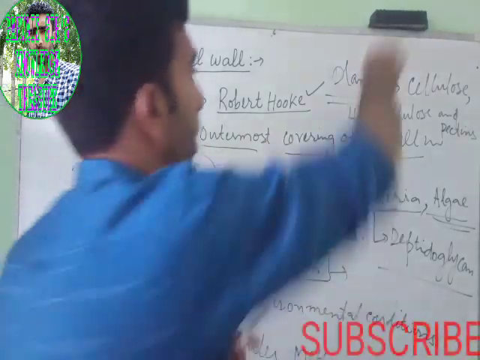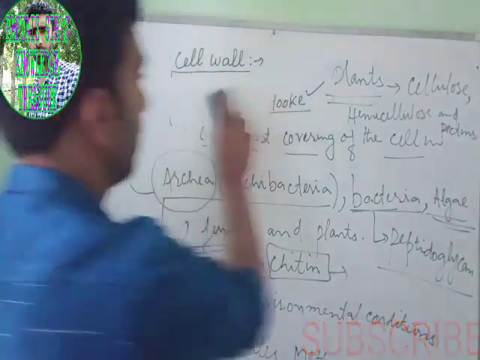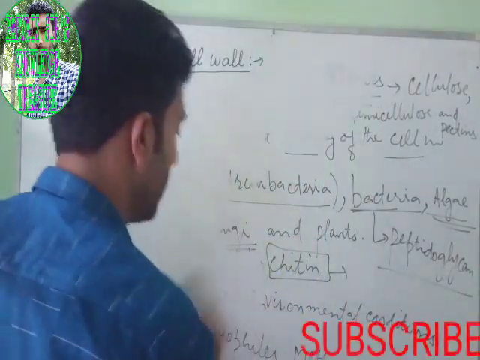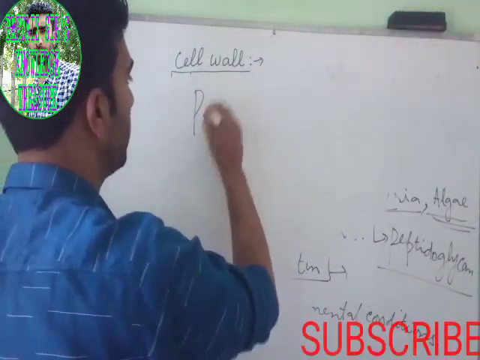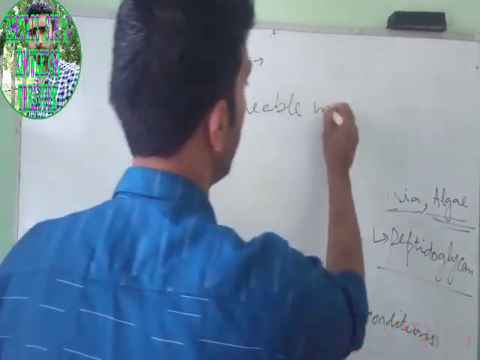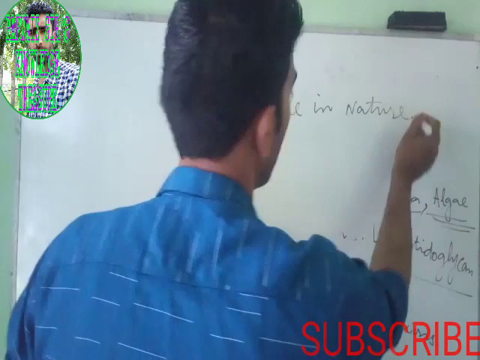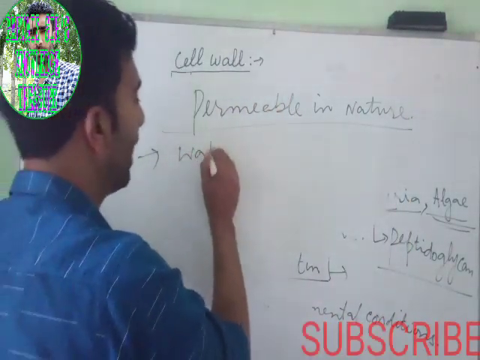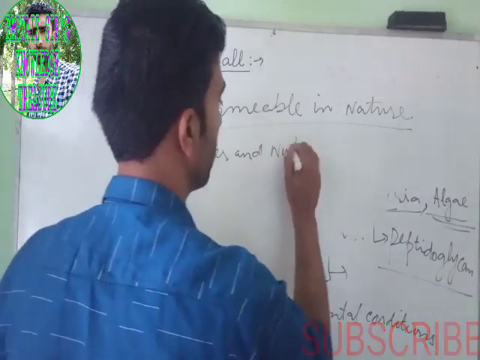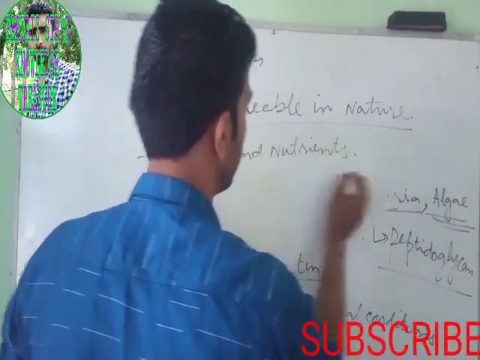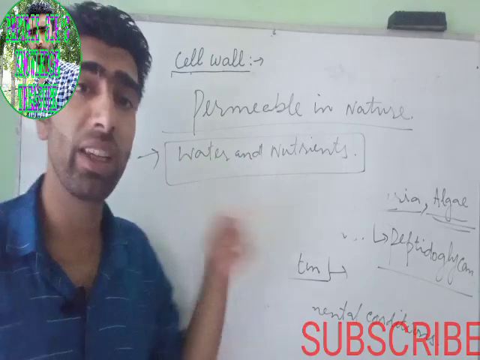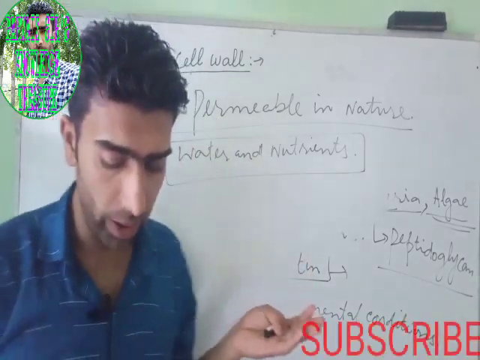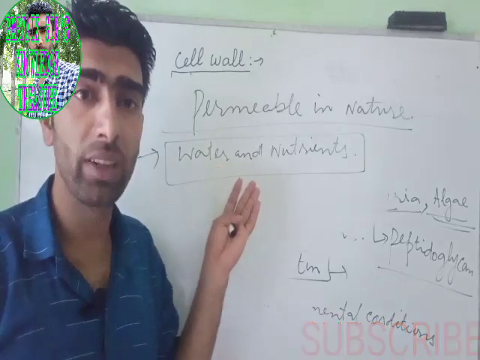Now we will talk about its permeability. Cell wall is permeable in nature. That means it allows free movement of water and nutrients in and out of the cell. That is why it is called permeable.